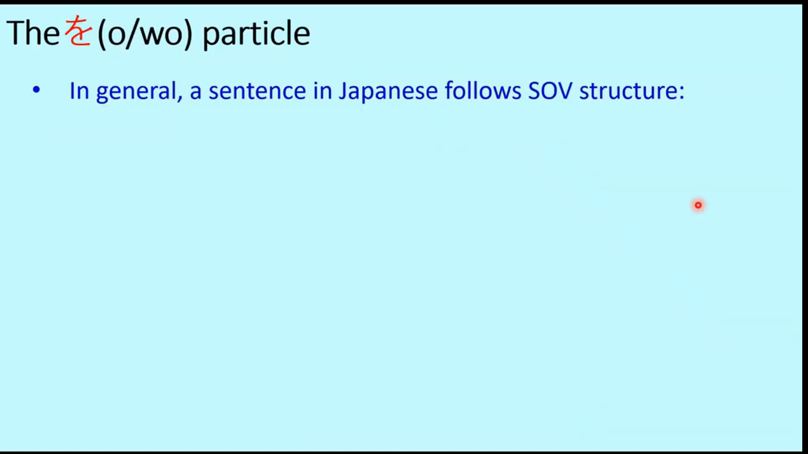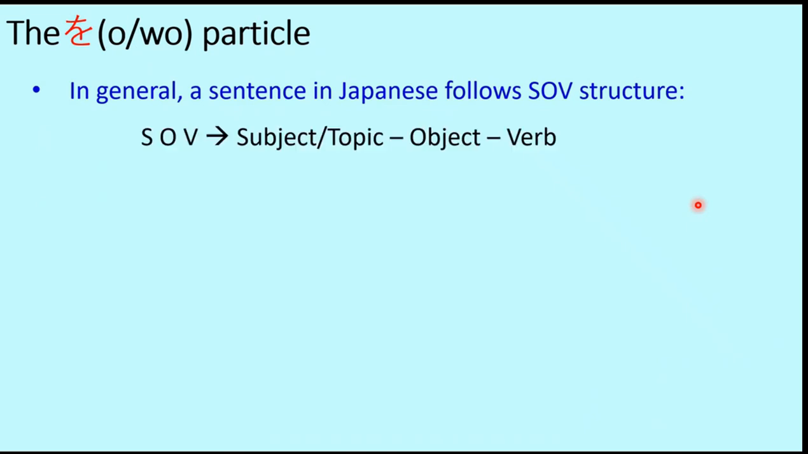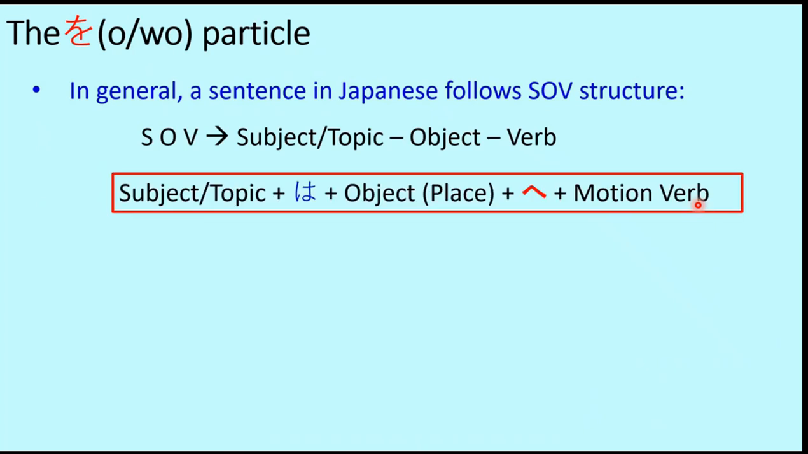In general, a sentence in Japanese follows the SOV structure. SOV means subject, object, verb. So the structure of the sentence will be subject or topic, wa, object, which is place in this case, followed by the e particle, which we have seen in the previous lesson, and then the motion verb. So the e particle is used when it connects a place with a motion verb.